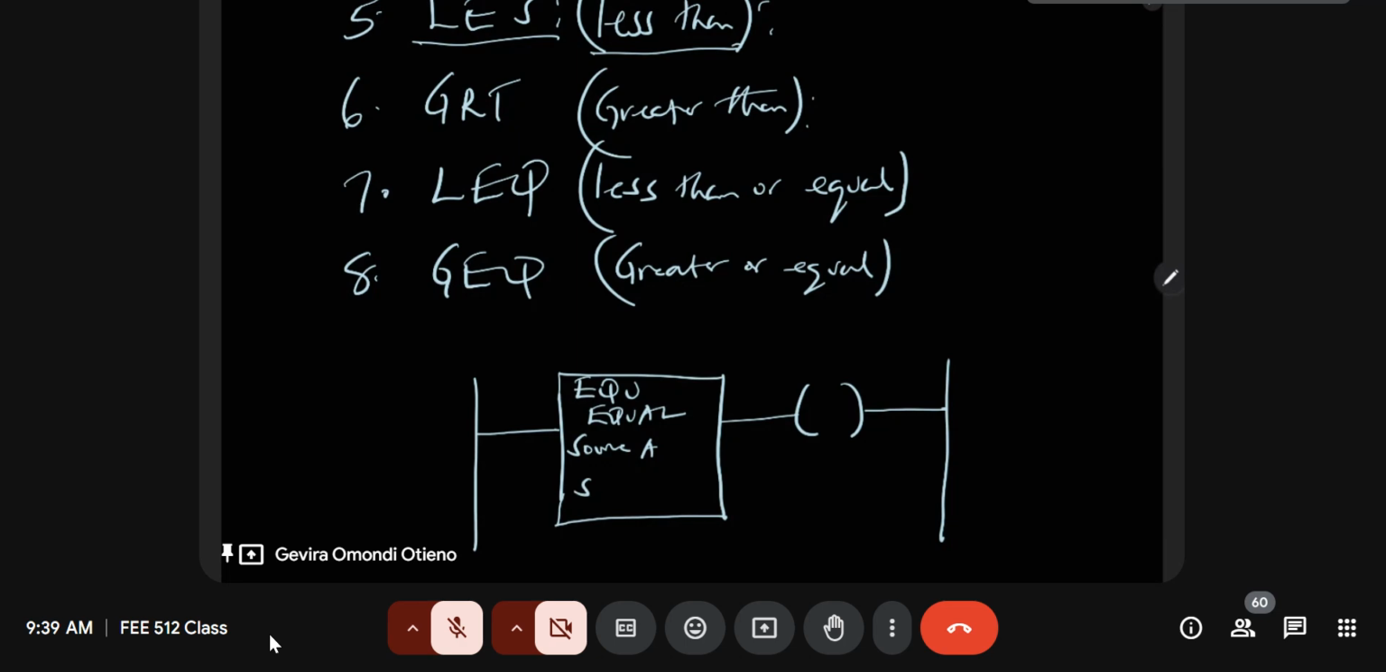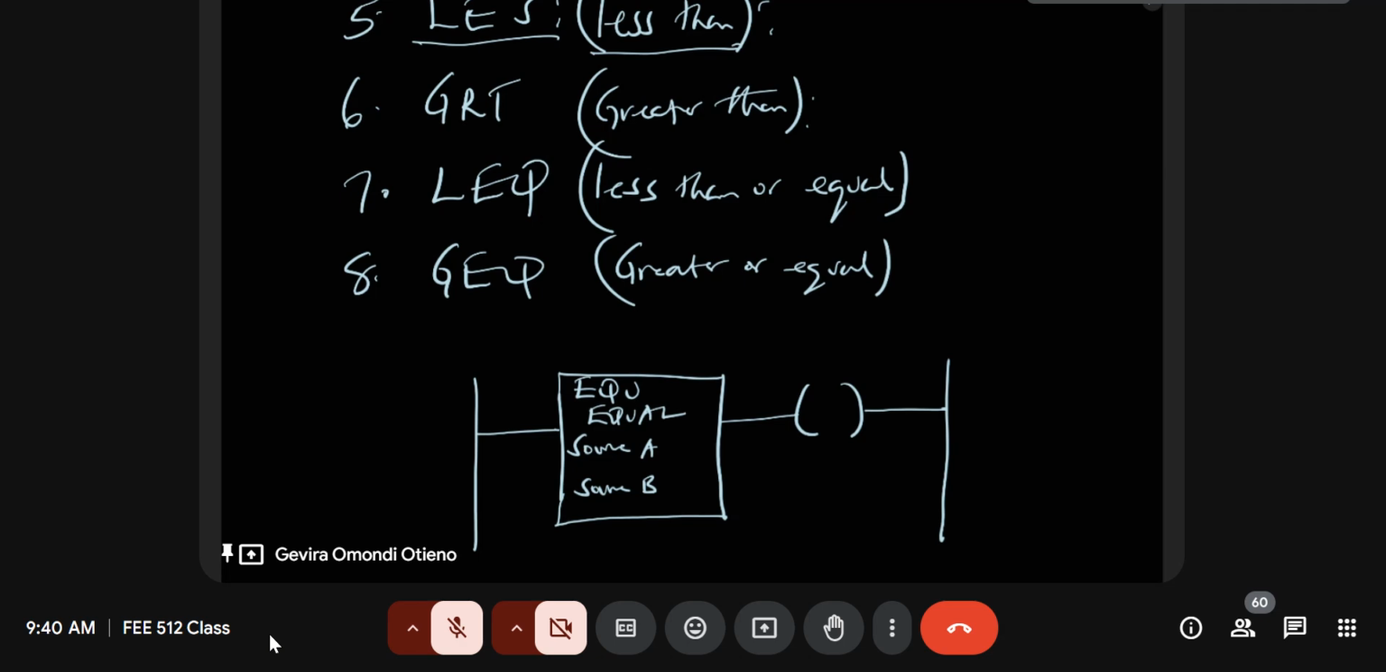Then I'll have another source B. Remember, the reason why I have two sources is I am comparing two values, one from the first source, another one from the second source. So there's no way I'm saying source and destination. This is equal, comparing two values, one from source A, the other one from source B. And so you're comparing them.